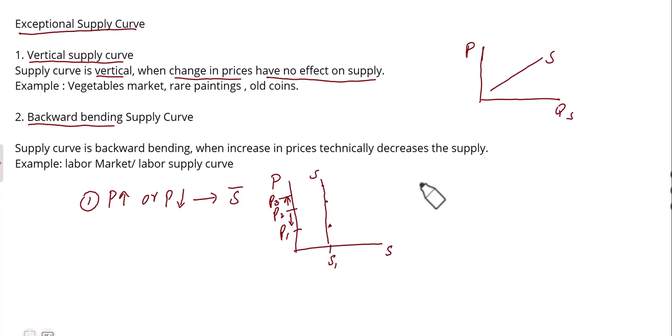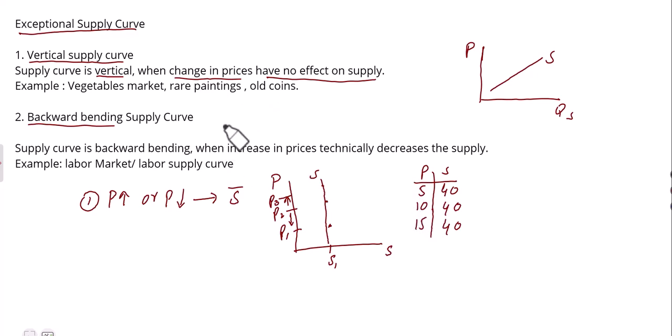I can show it to you in table form as well. So here is price: 5, 10, and then it goes to 15, but supply remains, let's say, at 40. So there is no change in supply but price is increasing. In this way the supply curve will become vertical.